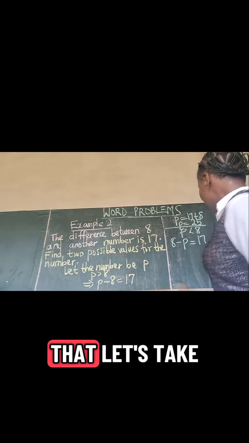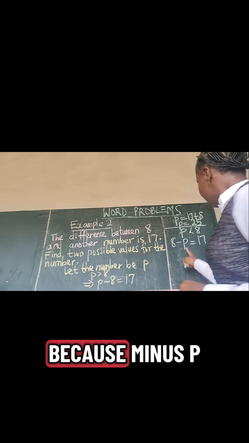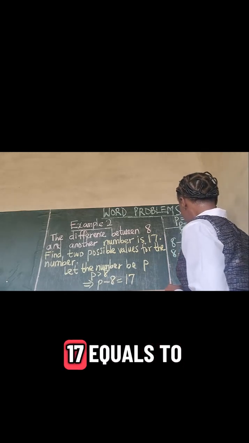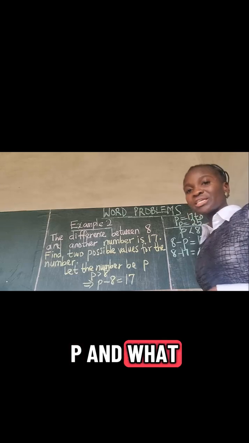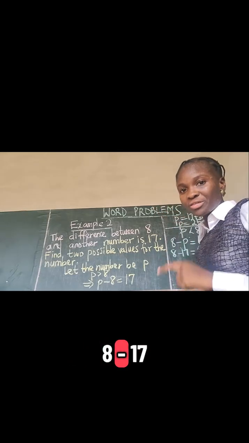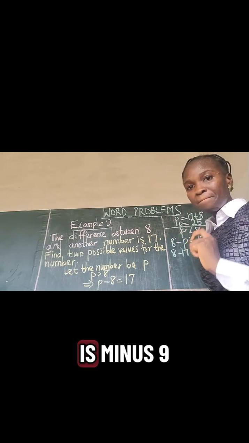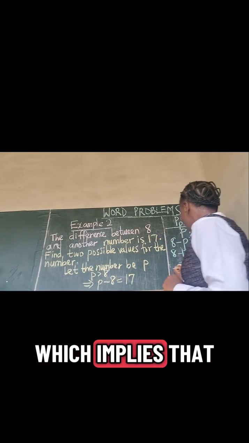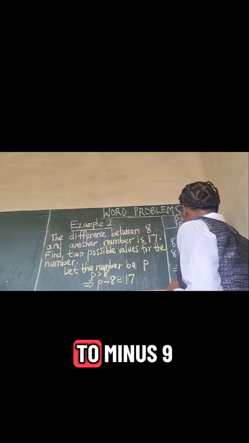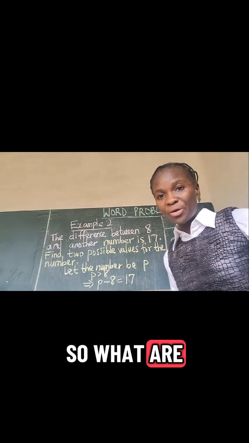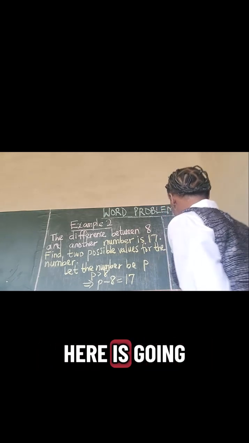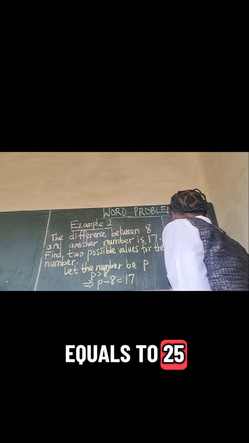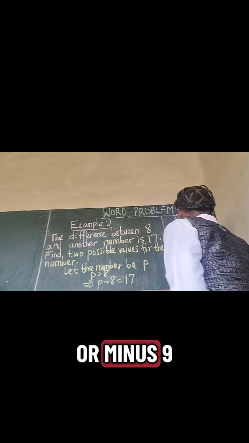So that implies that let's take minus P to the other side, because minus P has a minus. Let's make it positive. So we have 8 minus 17 equals P. And what is 8 minus 17? 8 minus 17 is minus 9. That's minus 9 equals P, which implies that P is equal to minus 9. So, what are our possible values? Our possible values here are P equals 25 or minus 9.